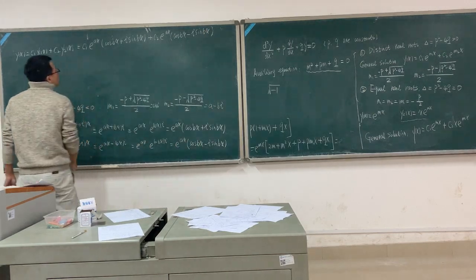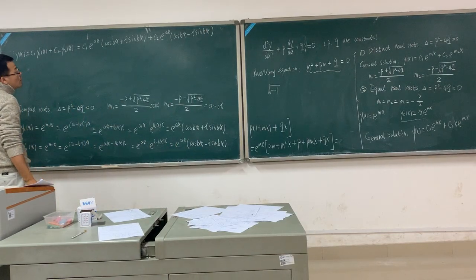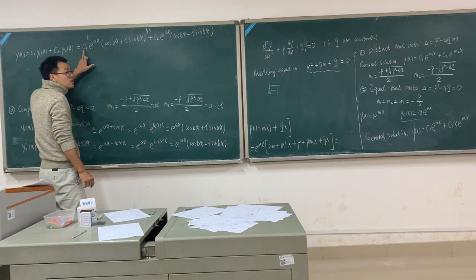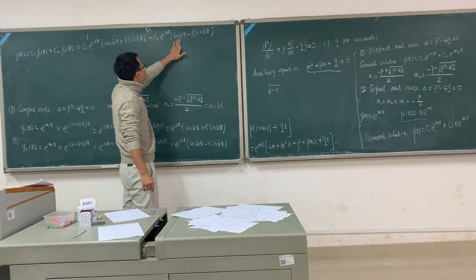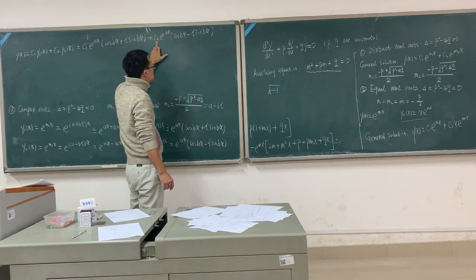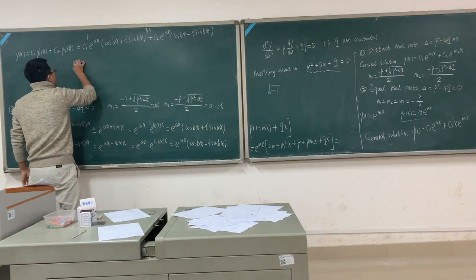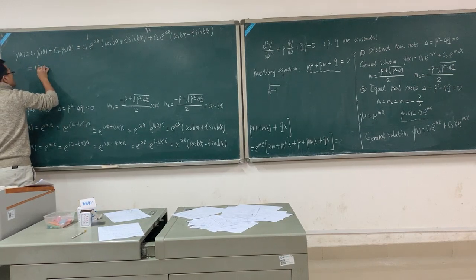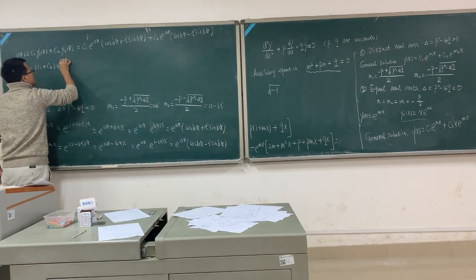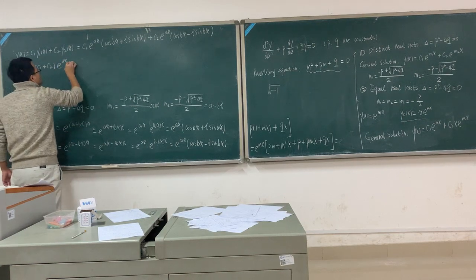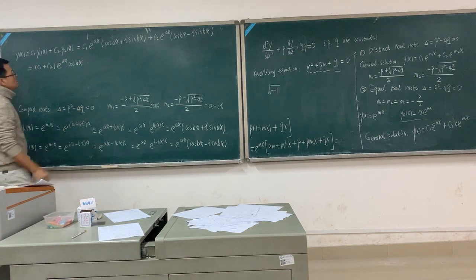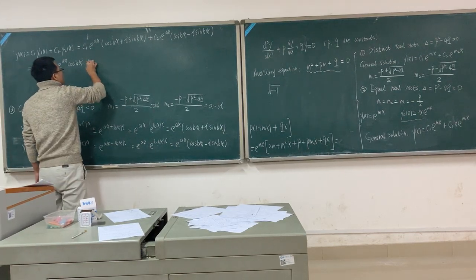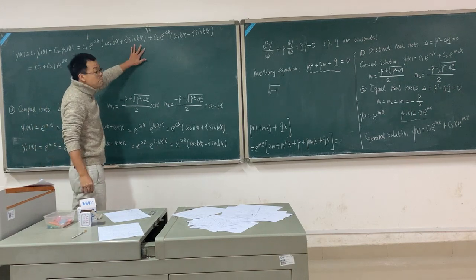So here we can see e^(ax) times cosine bx, we have a coefficient c1. And e^(ax) times cosine bx, we have a coefficient c2. So this actually equals c1 plus c2 times e^(ax) cosine bx. And now we add here e^(ax) sin bx.